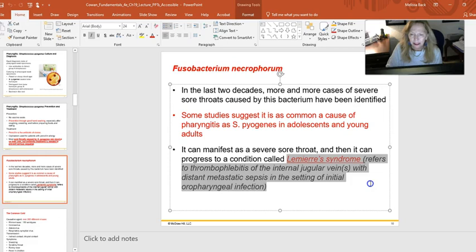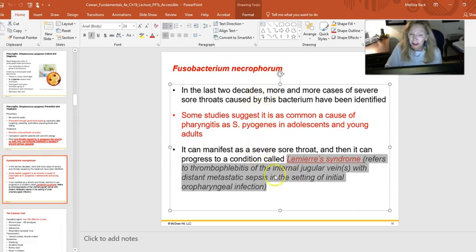So obviously this is not that common, but it is something you want to be thinking about when you have someone who has a strep throat where there's a lot of swelling, and the signs and symptoms you would see are a little bit more serious.